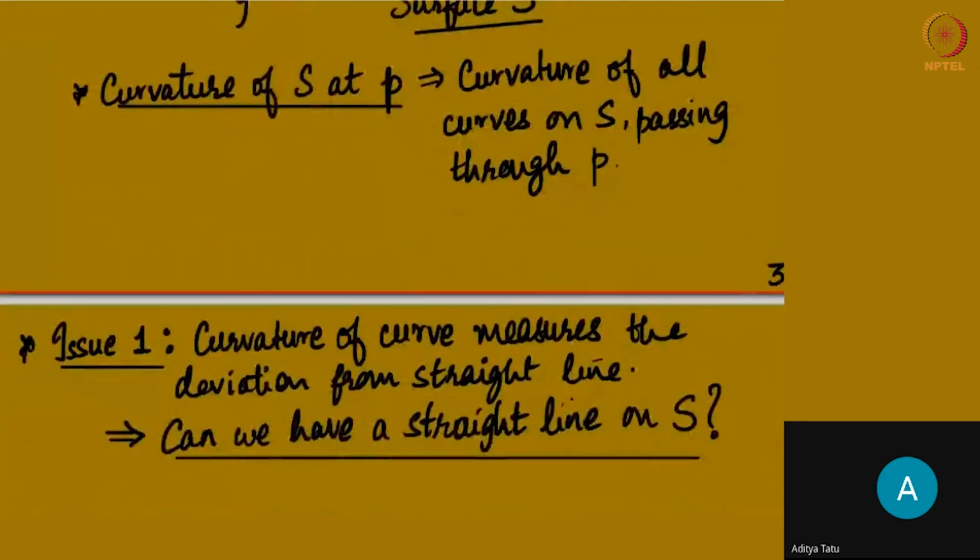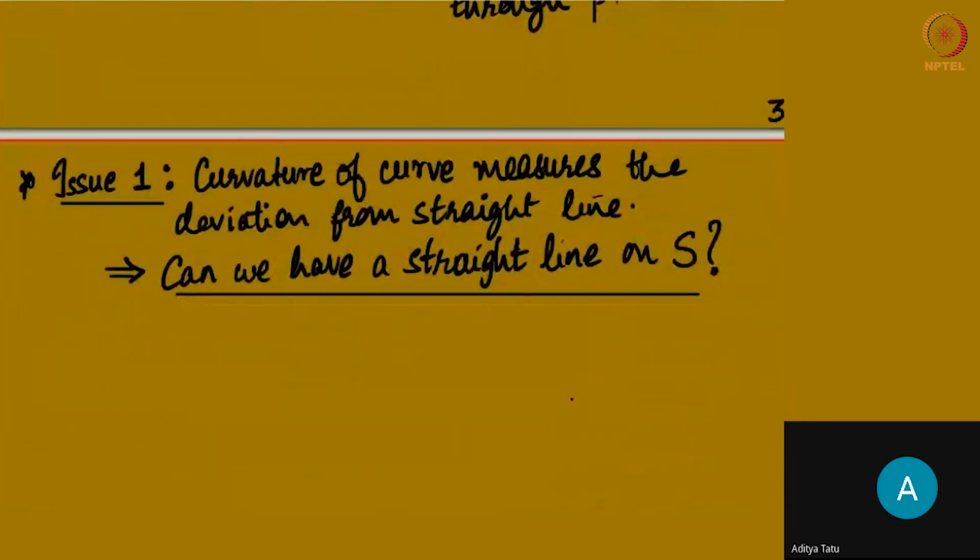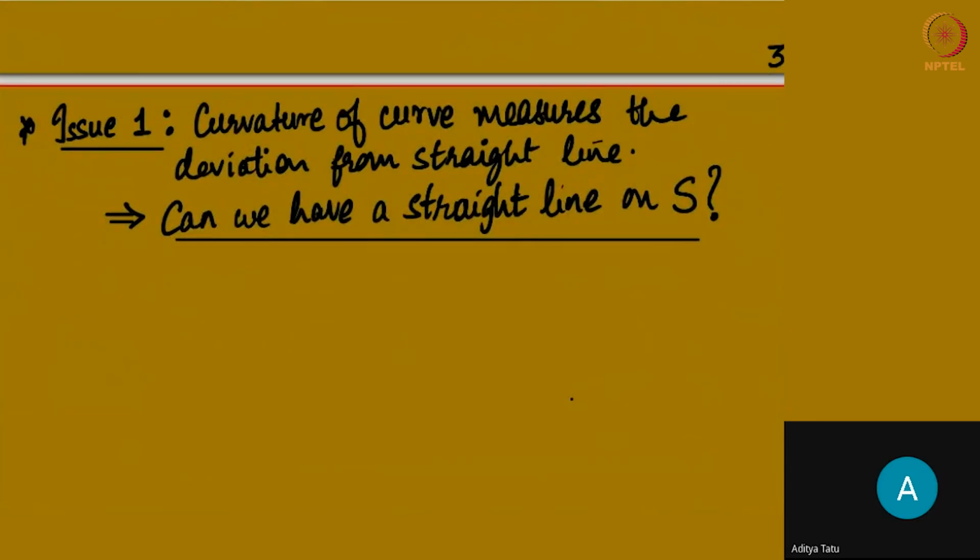So it's not as easy as it sounds. Intuitively, curvature of a curve, as we have seen, measures the deviation from a straight line. What would be a straight line on a surface? Is the question understood?